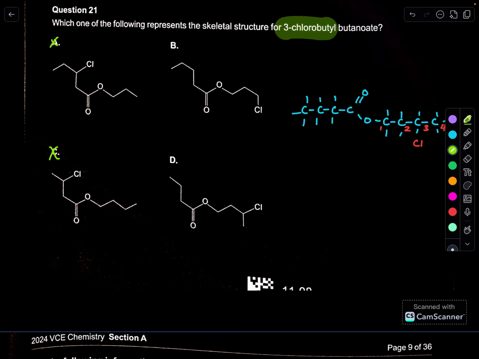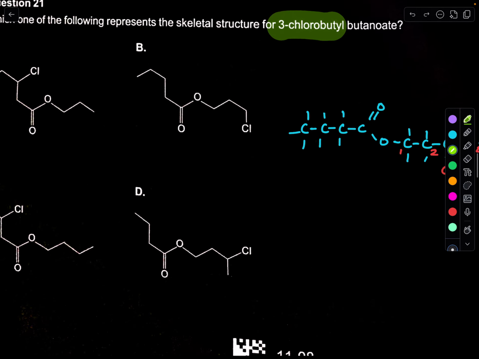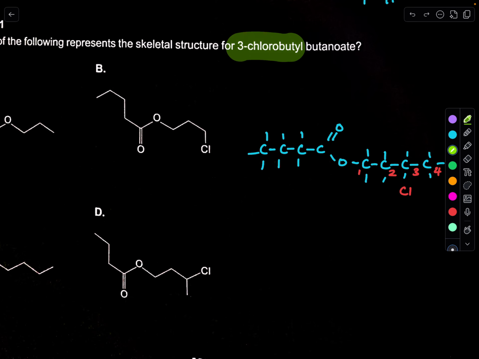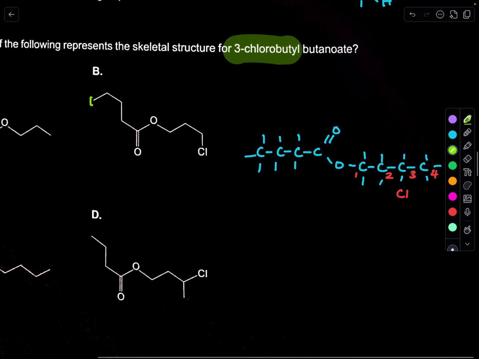Same with this one too. You can see that the chlorine is actually on this side. It's supposed to be on this side. This one over here, so let's count how many there are. 1, 2, 3, 4, 5. It's only supposed to be 1, 2, 3, 4. So that's also wrong.